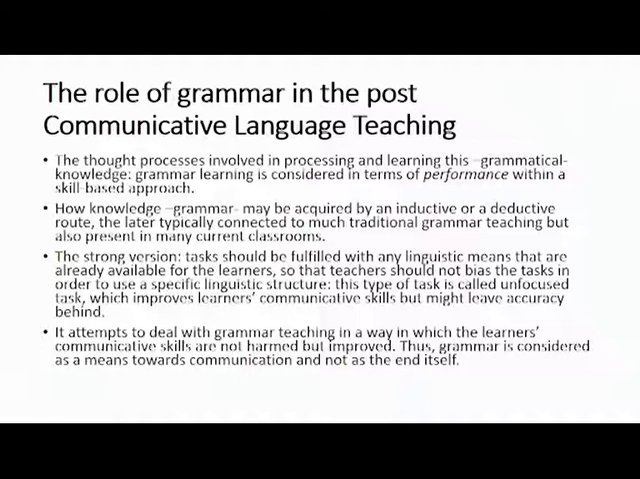The strong version should be fulfilled with any linguistic means that are already available to the learners, so that the teacher should not bias the task in order to use a specific linguistic structure. This type of task is called an unfocused task, which improves learners' communicative skills but might leave accuracy behind. It also attempts to deal with grammar teaching in a way in which the learners' communicative skills are not hampered but improved. First, grammar is considered as a means towards communication and not as an end in itself.